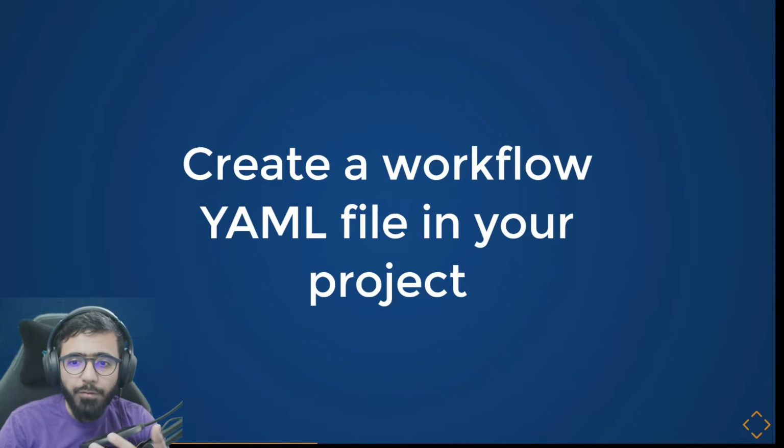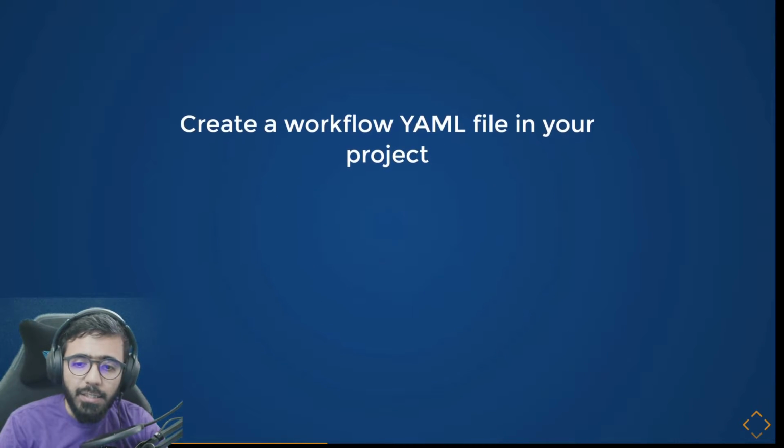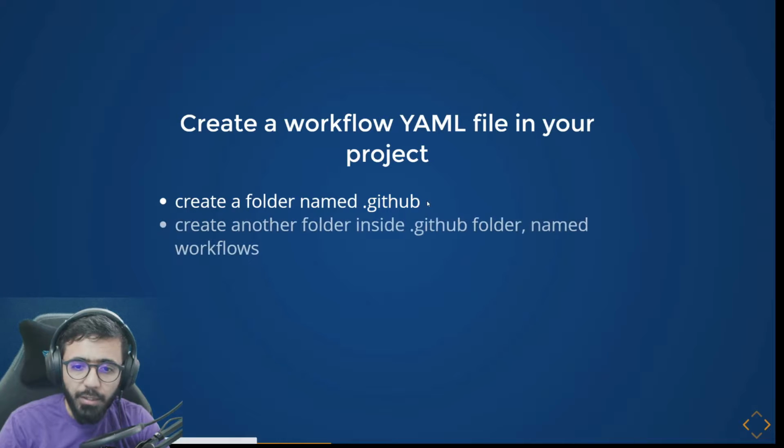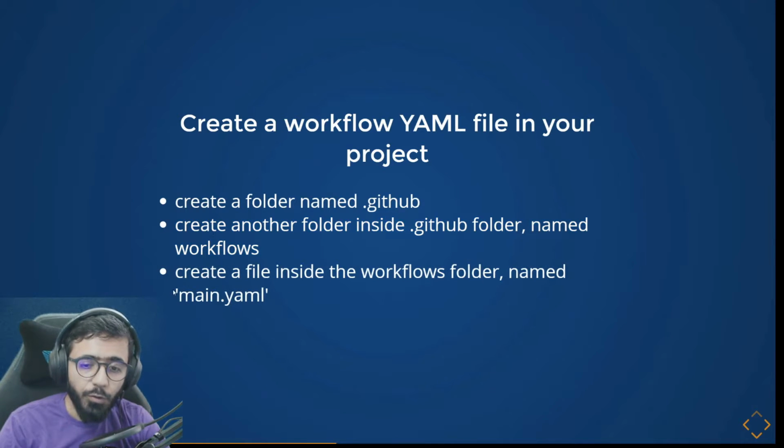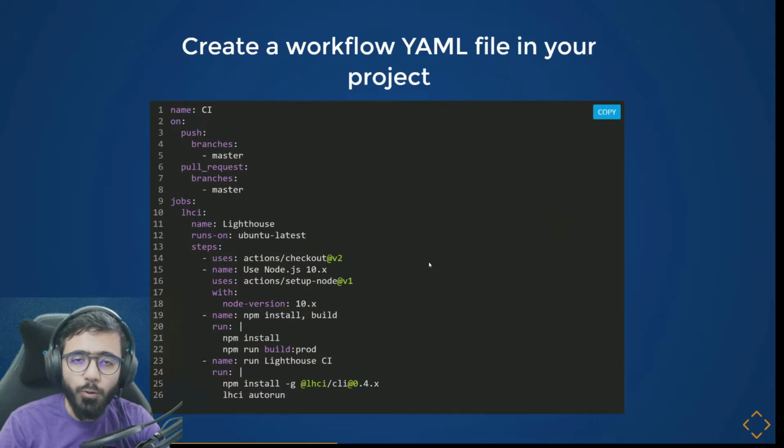So for that, you have to create a workflow YAML file in your project. The way to do that is that you first create a folder named .github in your project. Then you create a folder named workflows inside the .github folder. And then inside the workflows folder, you create the main.yaml, and then you put this code inside that file.